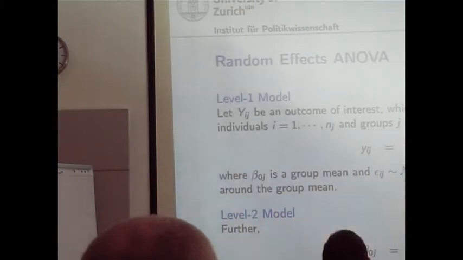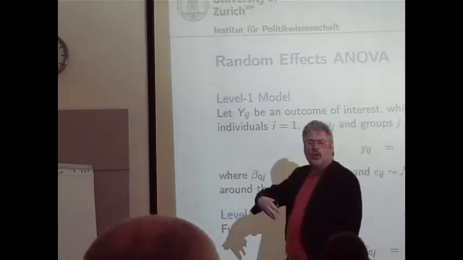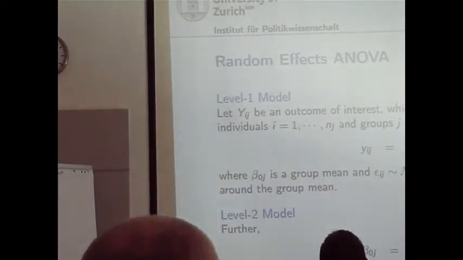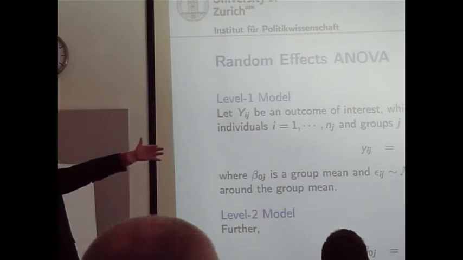And then we say, well, this beta 0j is equal to gamma 0,0 plus delta 0j. And this gamma 0,0, that is the grand mean. That's basically the mean over all groups and over all level 1 units. It's basically throw all your data together and just calculate the average.